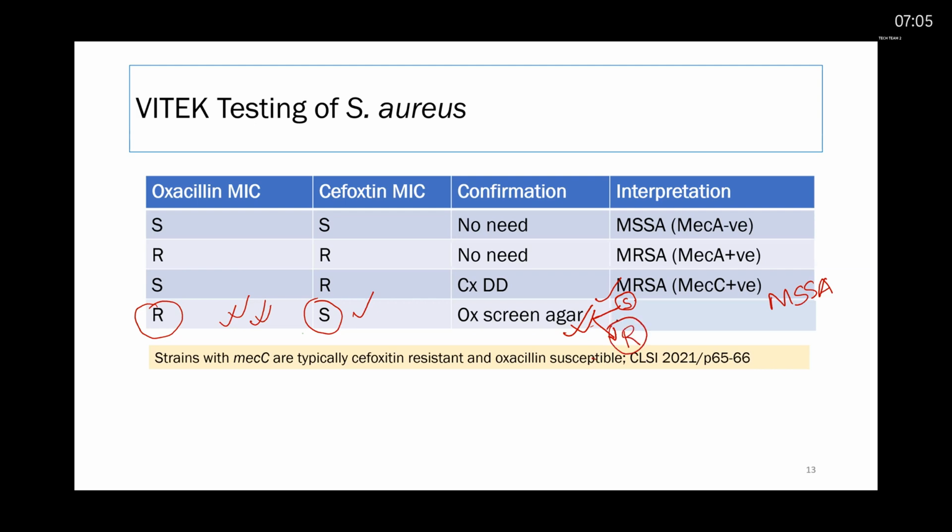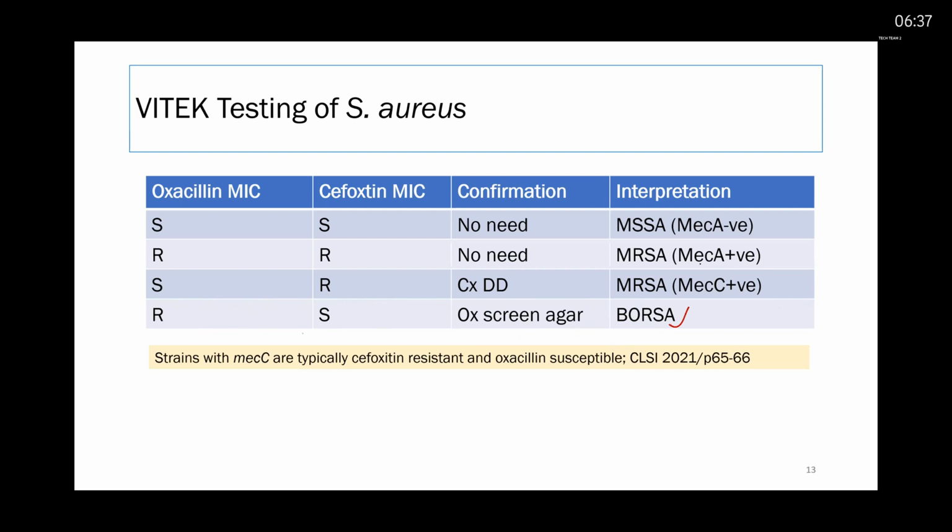Now I have oxacillin screen agar in support of resistance and MIC, and we have a cefoxitin MIC which is susceptible. So a scenario in which oxacillin is resistant and cefoxitin is susceptible, quite reverse of the MEK. This is what we call BORSA, borderline oxacillin resistant Staph aureus. This is a non-MEK mediated mechanism of resistance.